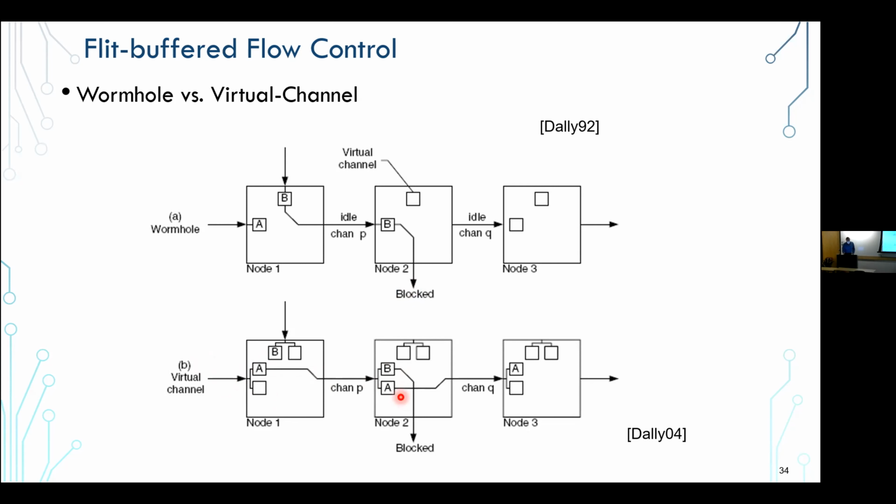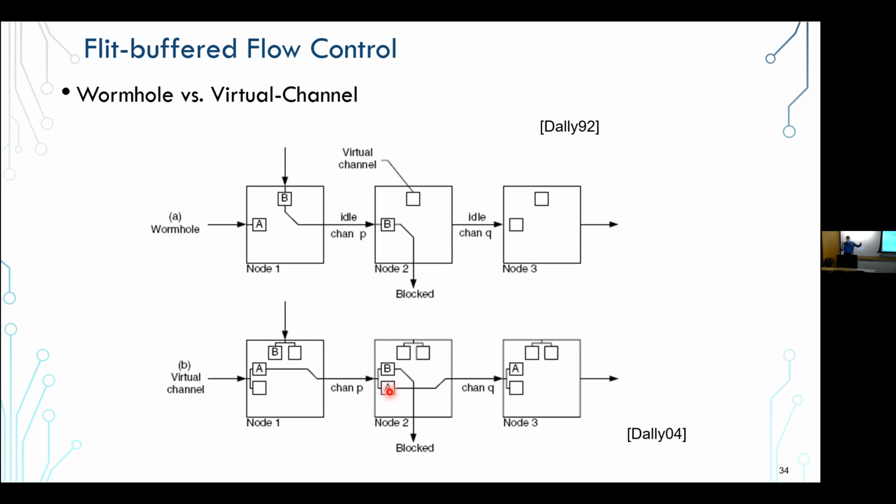For example, if you can distinguish between flits A and B, A wants to go this way, and that channel is available and the downstream buffer is available. B, however, is blocked, right? If we had only a single buffer with first in, first out, B would be blocking A, so A would not be able to traverse. But we parallelize here.